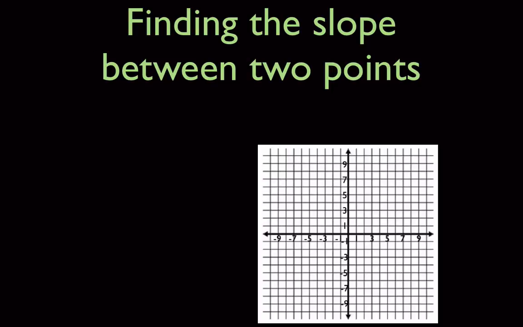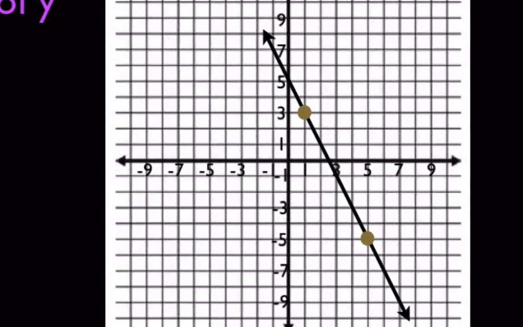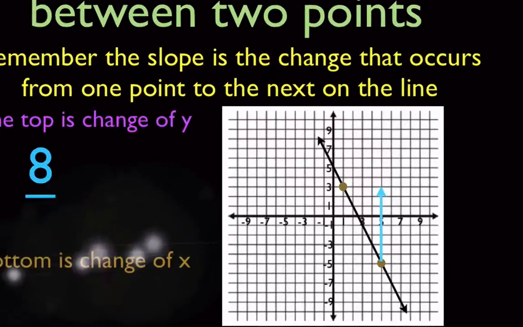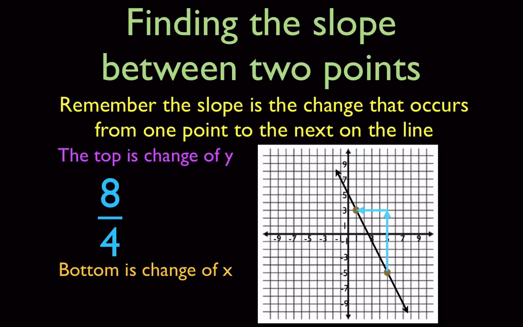Okay, first of all, remember that if I draw a line, the slope is the change that occurs from one point to the next on that line. And there's an infinite amount of points, so if you pick any 2 points, the slope is the change that occurs. So for this example, as you can see from the 2 points, the top of the slope is the change of y. In this case, it would be 8, and that's just counting from -5 to 3. The change on the x-axis is the bottom. So in this case, that's 4, and that goes there. Notice I didn't say +8, -8, +4, -4. I'm just counting.